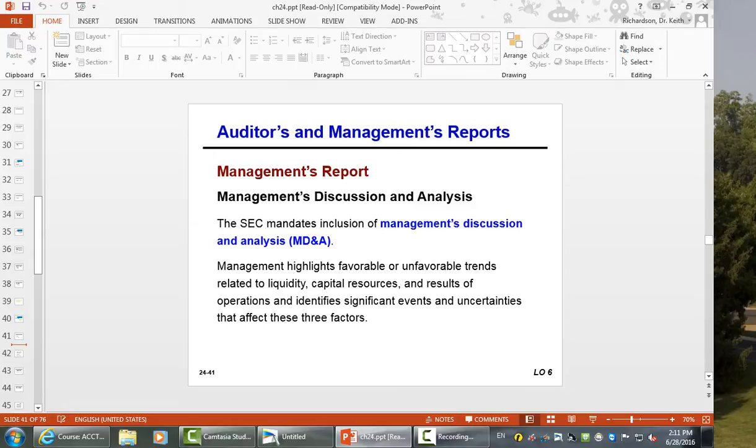Okay, this management report. By the way, I mentioned to you last time that we don't audit this thing, but we read it, right? It's going to be with the financial statements, so we read it. The SEC mandates this. This is all for publicly held companies, right? Small companies do not have to do this, of course, if you're privately held. Management highlights favorable and unfavorable trends related to liquidity, capital resources, results of operations, and identifies significant events and uncertainties. Now, there can be a management letter separate from the management discussion and analysis.